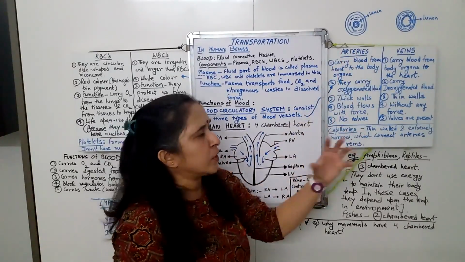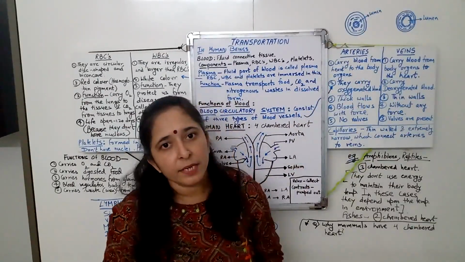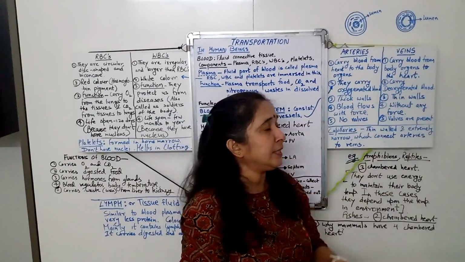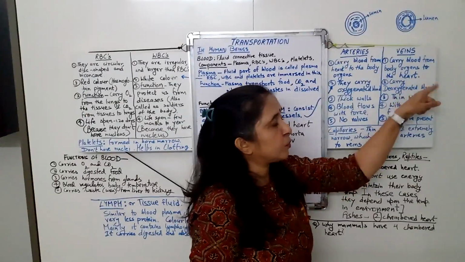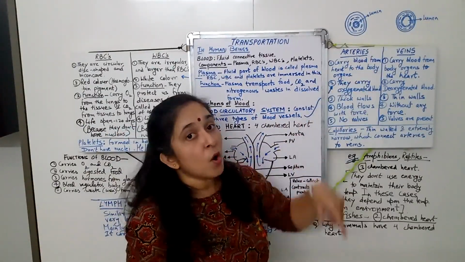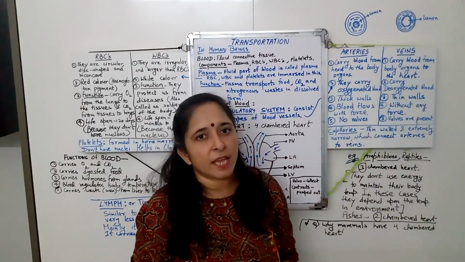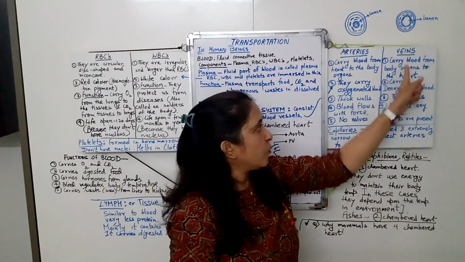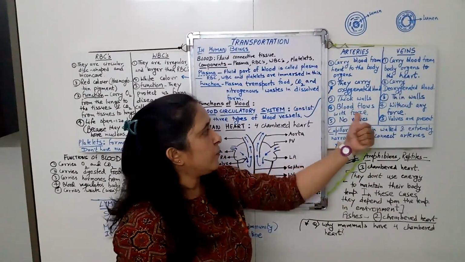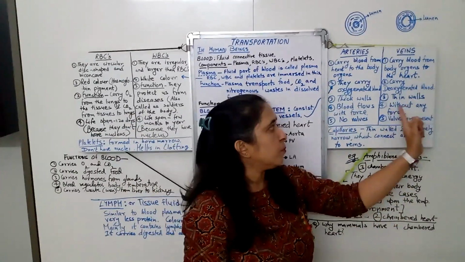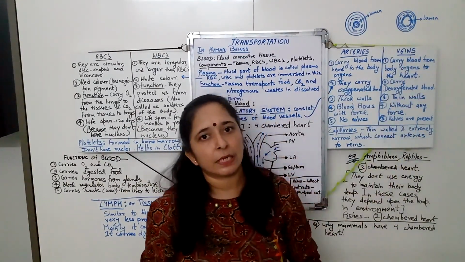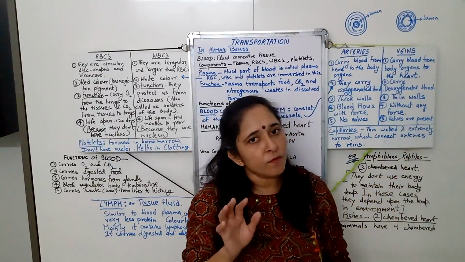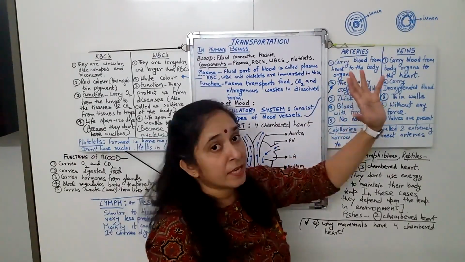So once again, can we recall this one? Arteries carry blood from the heart to the body organs. Veins carry blood from the body organs to the heart. Second, arteries carry oxygenated blood, and veins carry deoxygenated blood. Arteries have thick walls, veins have thin walls. Blood flows with force in arteries, and without any force in veins. Arteries don't have valves, but veins have valves. So this is the basic difference between arteries and veins.